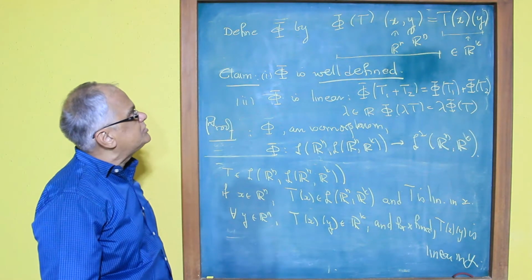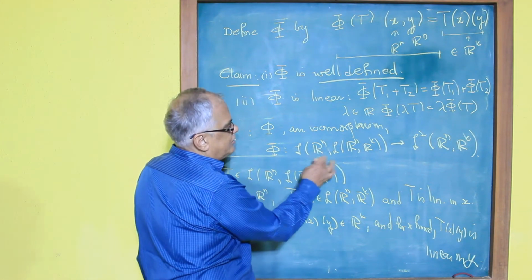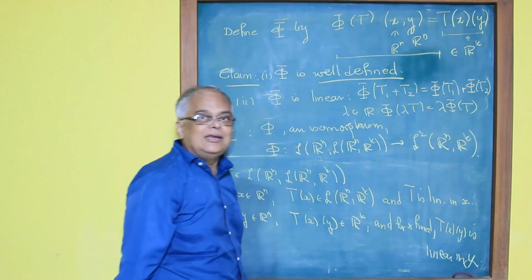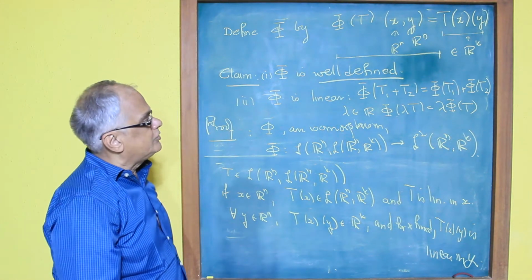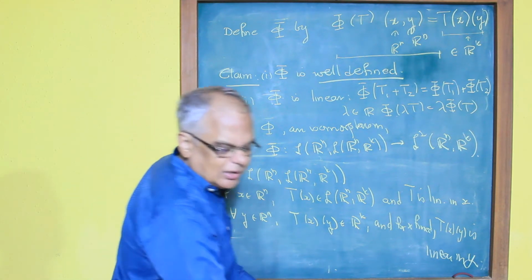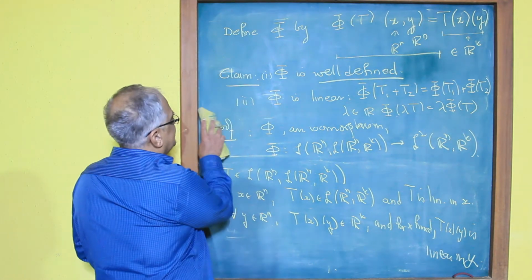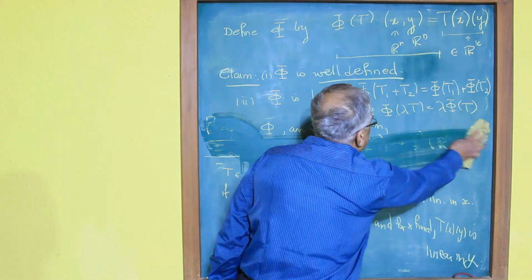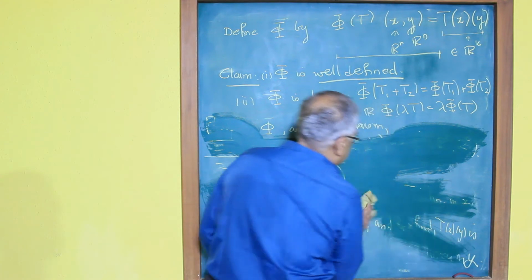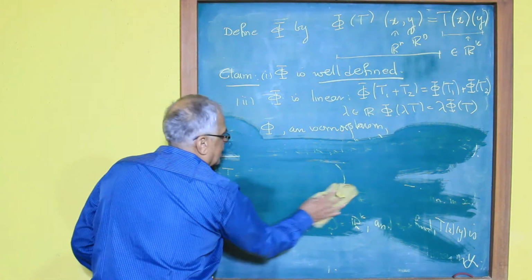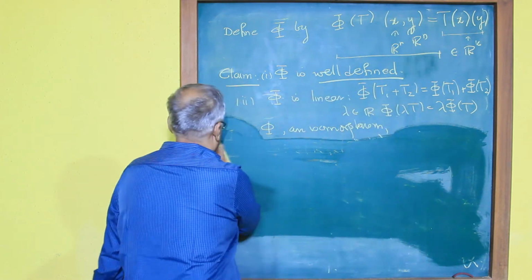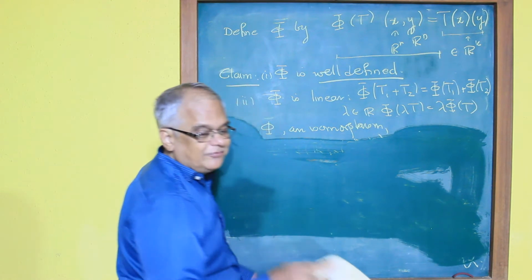Where are T1 and T2? T1 and T2 are in linear maps from Rn to linear maps from Rn to Rk. Where is phi of T1? Phi of T1 is in bilinear maps from Rn to Rk. So this is an equality about bilinear maps. So this is the first thing you have to do. Then of course you have to show that phi is an isomorphism. So the third thing you have to show is that phi is an isomorphism.